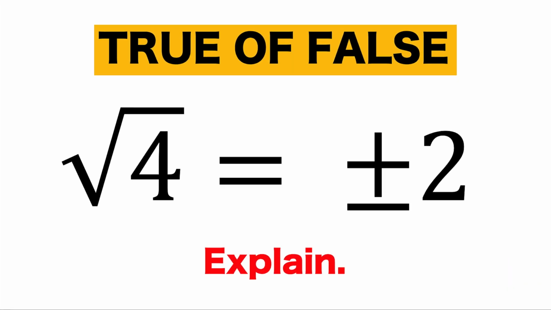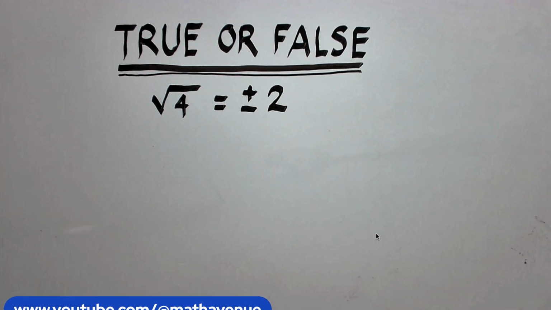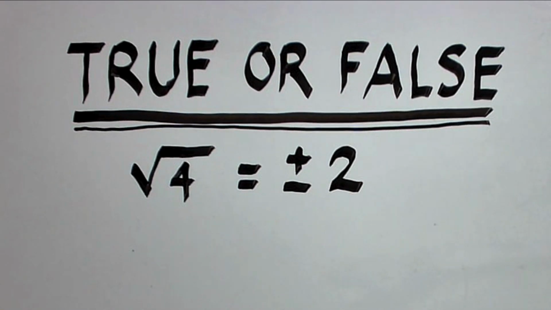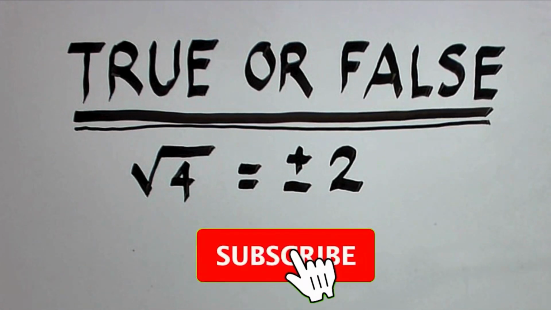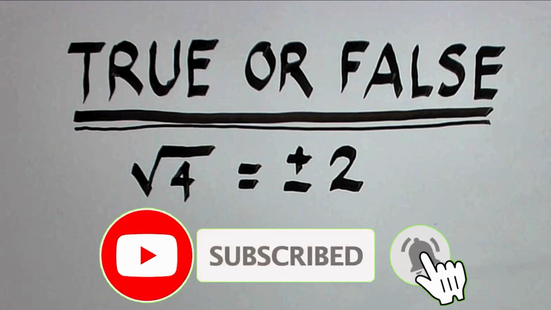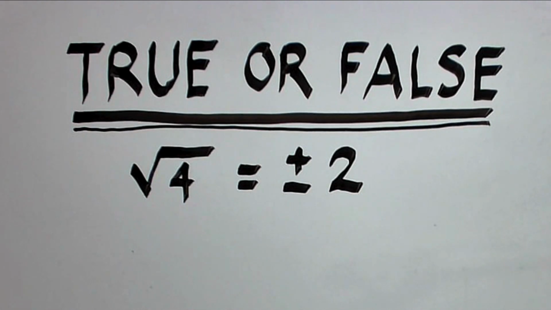Hey everyone, here is our math problem for today. True or false? The square root of 4 is equal to plus or minus 2. This problem is a follow-up problem to the video I uploaded on whether two radicals are true or false. You can pause the video and see if you can identify the reason why this is true or false. Now, let's solve this problem together.